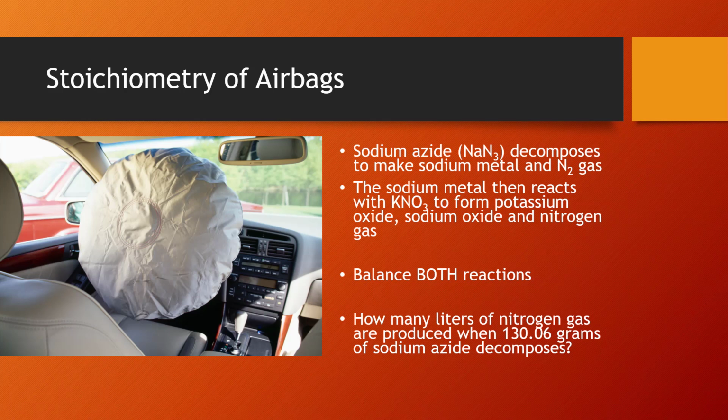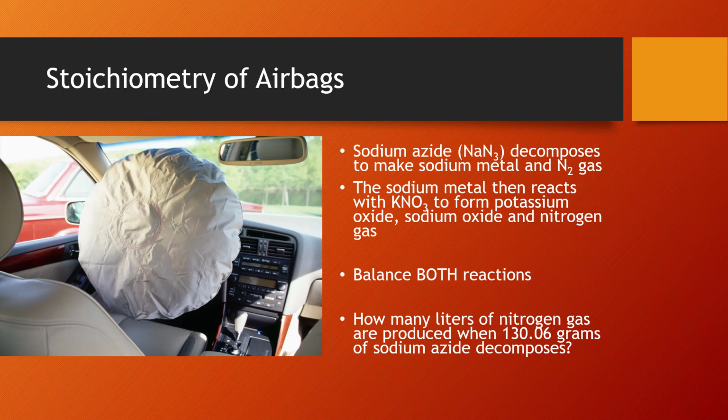So if you have sodium azide, it's NaN3. That's in airbags, and it decomposes to make sodium metal, which is, of course, a liquid metal and highly reactive, and nitrogen gas. Now, that sodium metal is going to react with potassium nitrate to make potassium oxide, sodium oxide, and a little bit more nitrogen gas. This gets rid of that highly reactive sodium, which you don't want in an airbag. So balance both reactions. This will take you a little while. The number 10 is going to come up.